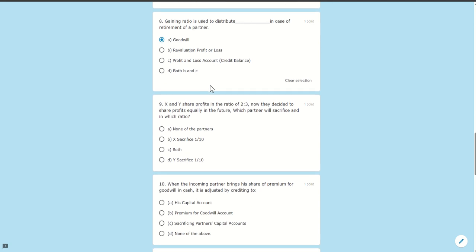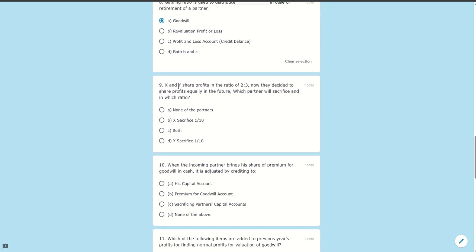All right. Question number 9. X and Y share profits in the ratio 2 is to 3. Now they decided to share profits equally in the future. Which partner will sacrifice and in what ratio? So let's understand. The old ratio is 2 by 5 and 3 by 5. The new ratio is 1 by 2 and 1 by 2. In order to find out the gain or the sacrifice, if it is a gain, then the new ratio will be bigger than the old ratio. And if it's a sacrifice, then the old ratio will be bigger than the new ratio.